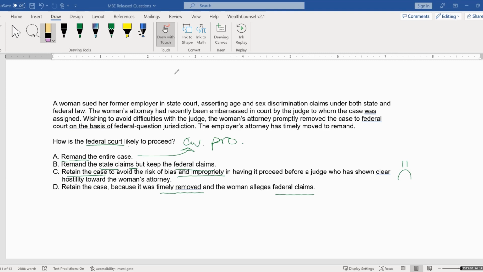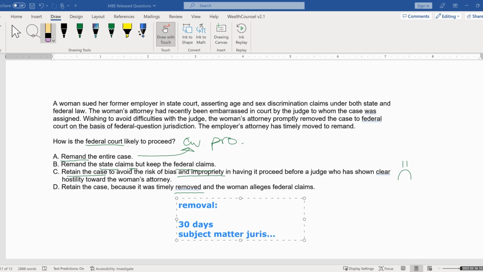At this point, you may want to start thinking about removal. What are some things about removal that you learn from your bar prep? Generally, you have 30 days to properly file a case to be removed to federal court. The woman alleges federal claims, and yes, you need to have a federal claim. Basically, you need to have subject matter jurisdiction.